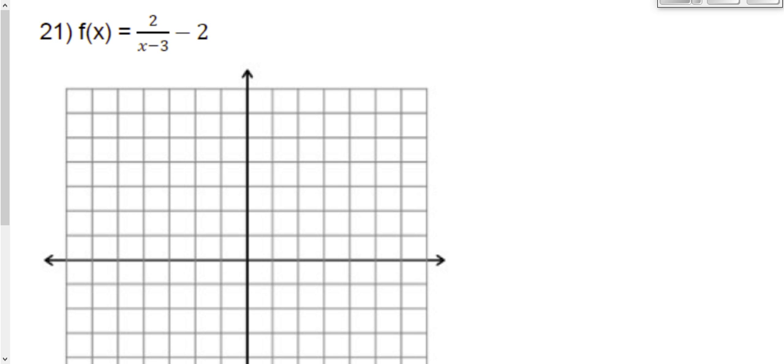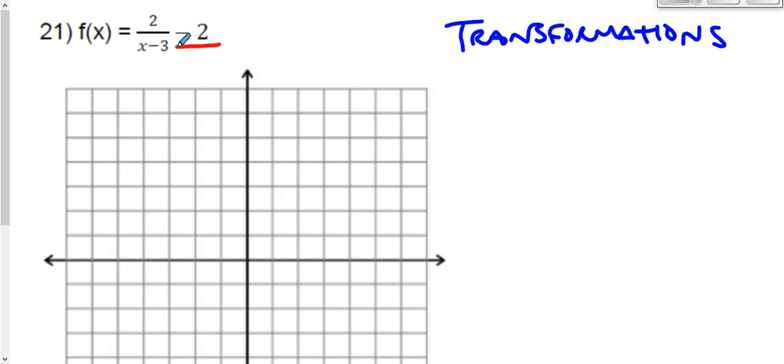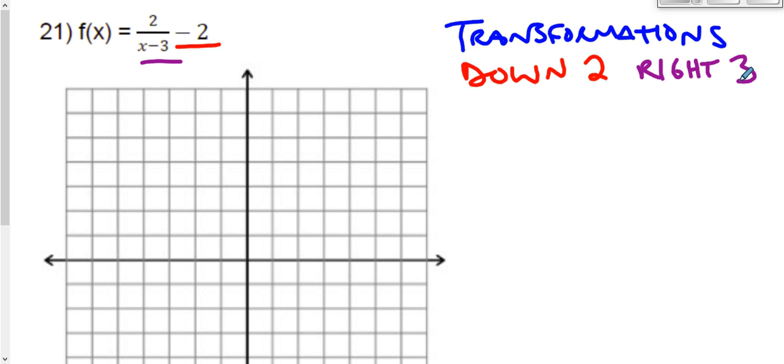Very similar thing. We're going to start by talking about the transformations. So in this function, we have a big old -2 at the end. That's the k position. That means we're going down 2. We also have this -3 inside with x. Again, that's the h value, and the minus means we're going to the right 3 spaces. We also have this 2 in the numerator, which means we are stretching by 2.